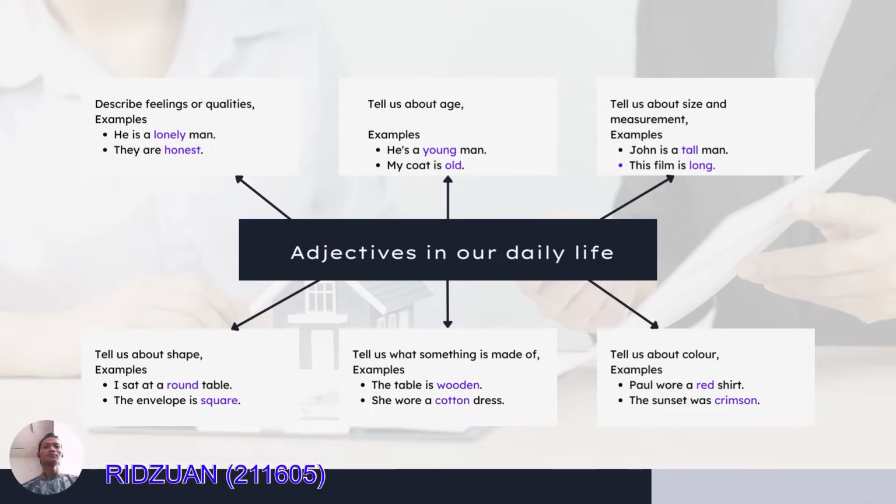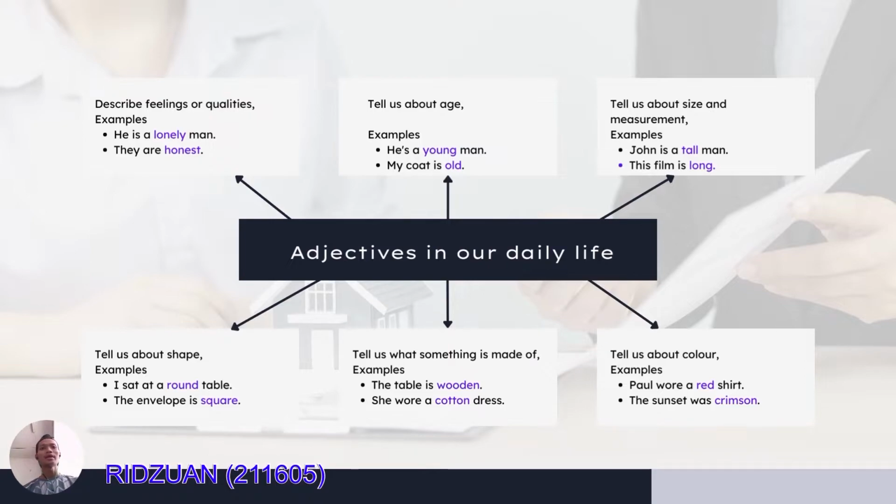So next, I will give examples of when we are going to use adjectives in our daily life. So the first one is when we describe feelings or qualities. For example, he is a lonely man. Next, he is honest. So lonely and honest are examples of adjectives. Next, adjectives tell us about age. For example, he's a young man. My coat is old. So young and old are adjectives.